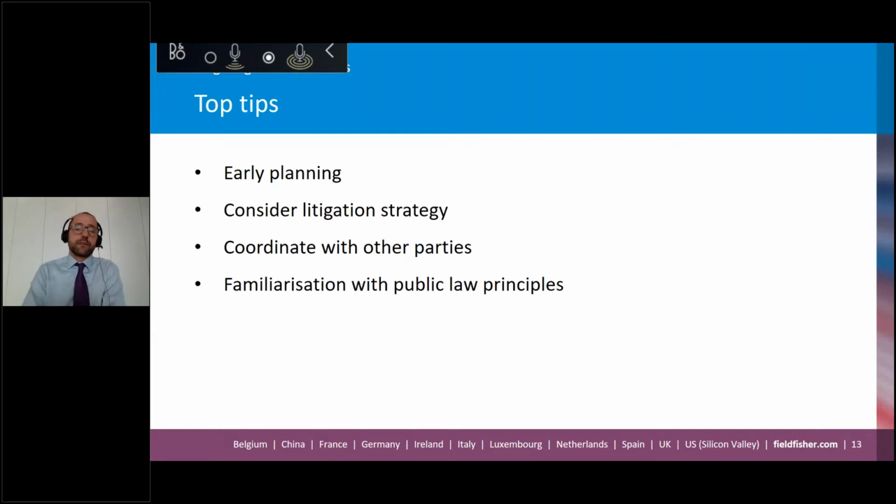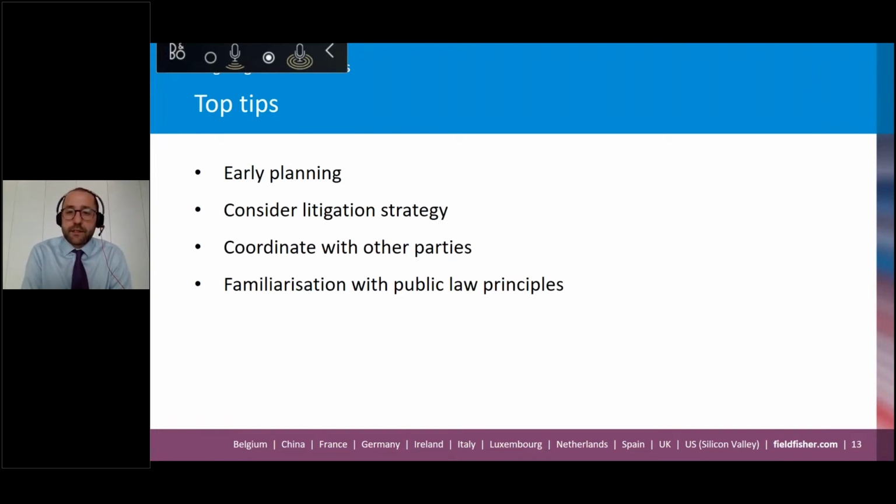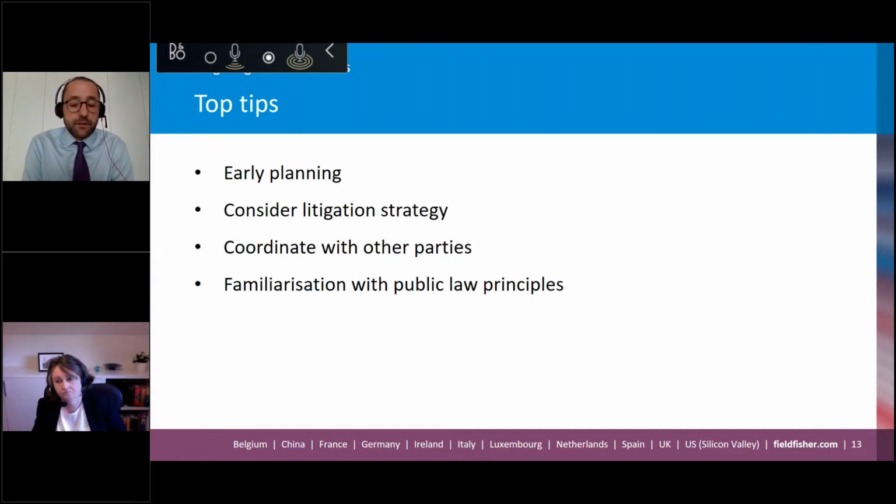I suppose as part of early planning, I would suggest considering the litigation strategy. As mentioned, there are two decisions potentially that parties may wish to challenge, and various parties who may be involved. So thinking about the litigation strategy early will be helpful, and this is something that Tom will talk more about. And then coordinating with parties who share similar interests. This may, of course, already be happening as part of the trade remedies investigation. So early coordination, joining up forces, may be something to consider.